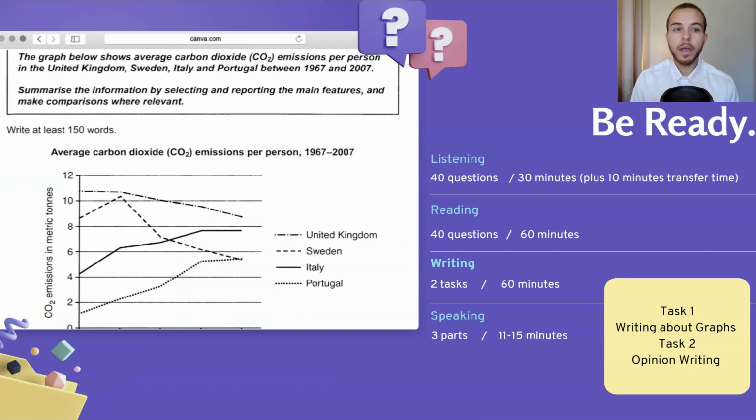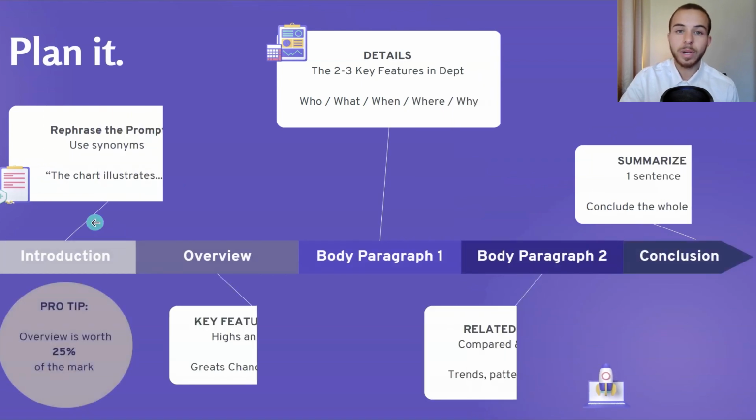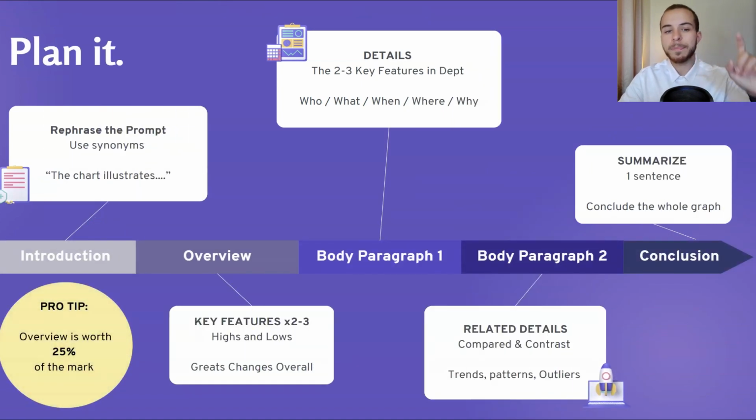So we'll say, the chart illustrates carbon dioxide emissions on average per individual or per one person in the countries of the UK, Sweden, Italy, and Portugal between the decades of 1967 and 2007. Change the words a little bit, use synonyms and your own words, and start with the phrase, "This chart illustrates." That's number 1. Number 2 is our overview.